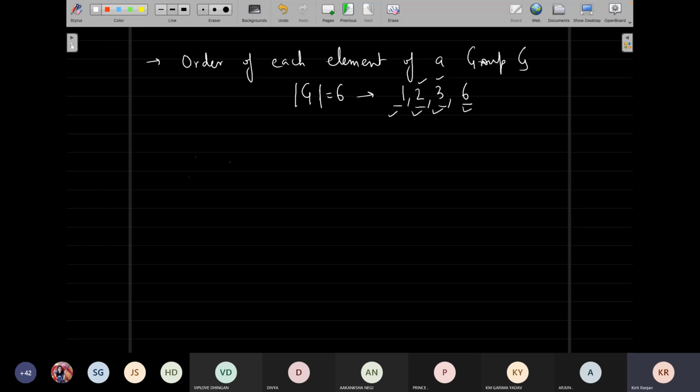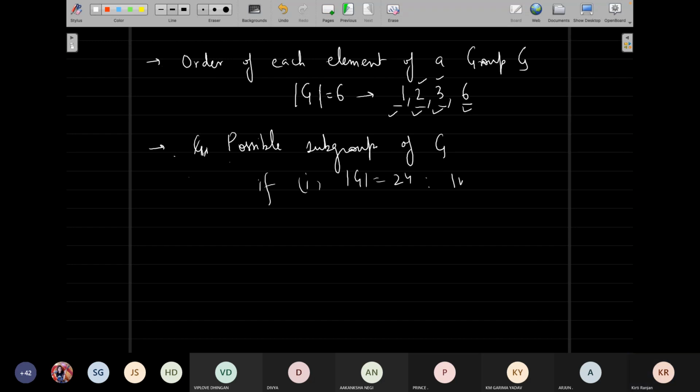In fact, this gives a very interesting power to you. If I ask you, give me the possible subgroups of G if, let's say, the order of G is 24. What are the possibilities?